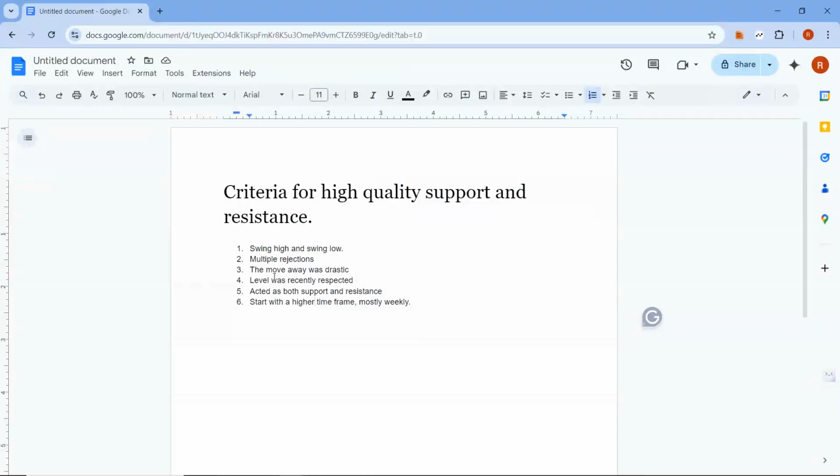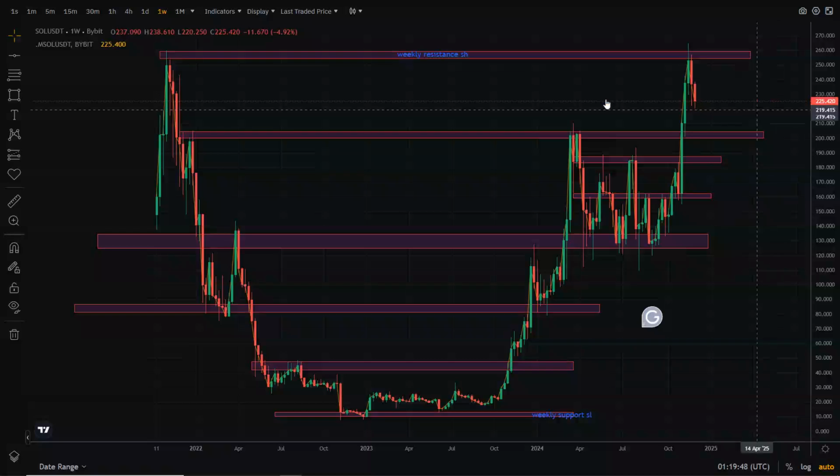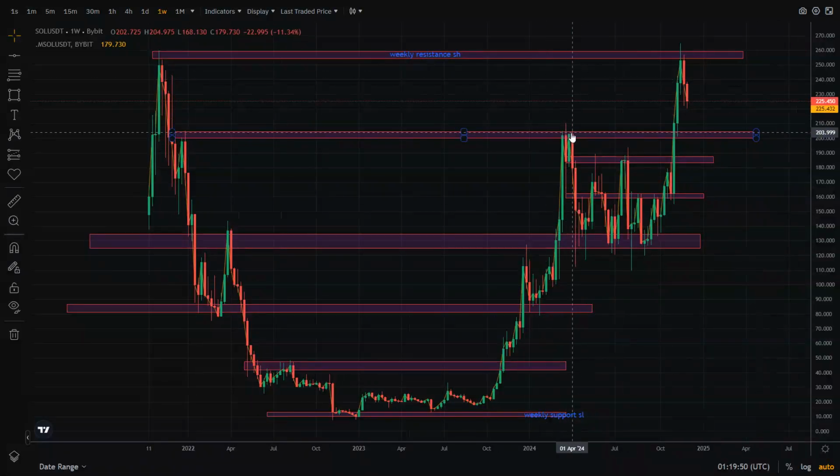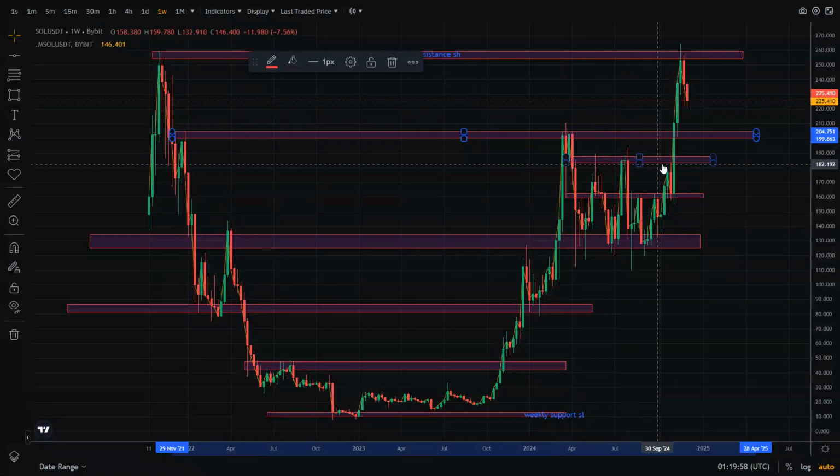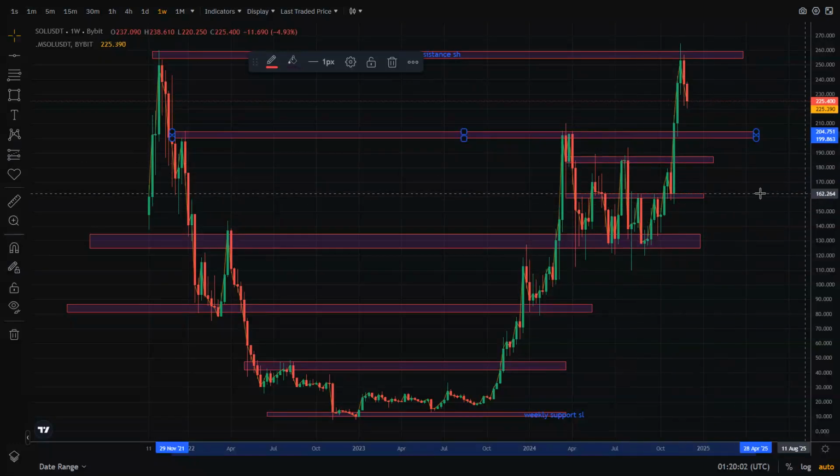Now, I said the level was recently respected. This is it. The level was recently respected. Now, what are the levels that were recently respected? We see this level here. Take a look at this level. If I want to do something, I will, because I know that for no reason will the price of Solana come down probably to this level anymore.